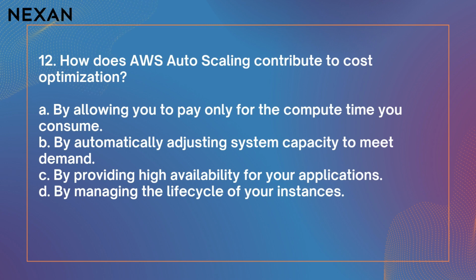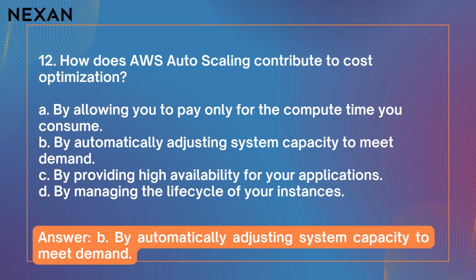12. How does AWS Auto Scaling contribute to cost optimization? A. By allowing you to pay only for the compute time you consume. B. By automatically adjusting system capacity to meet demand. C. By providing high availability for your applications. D. By managing the lifecycle of your instances. Answer: B. By automatically adjusting system capacity to meet demand.